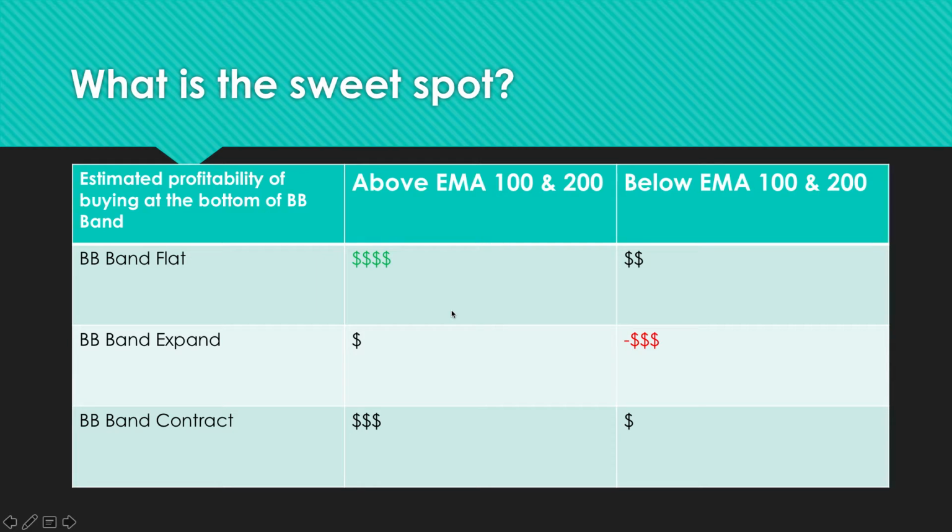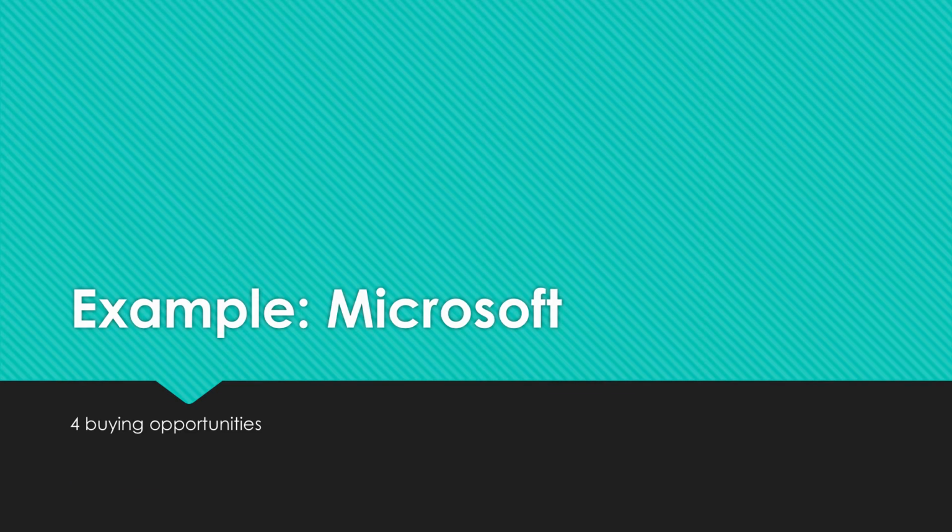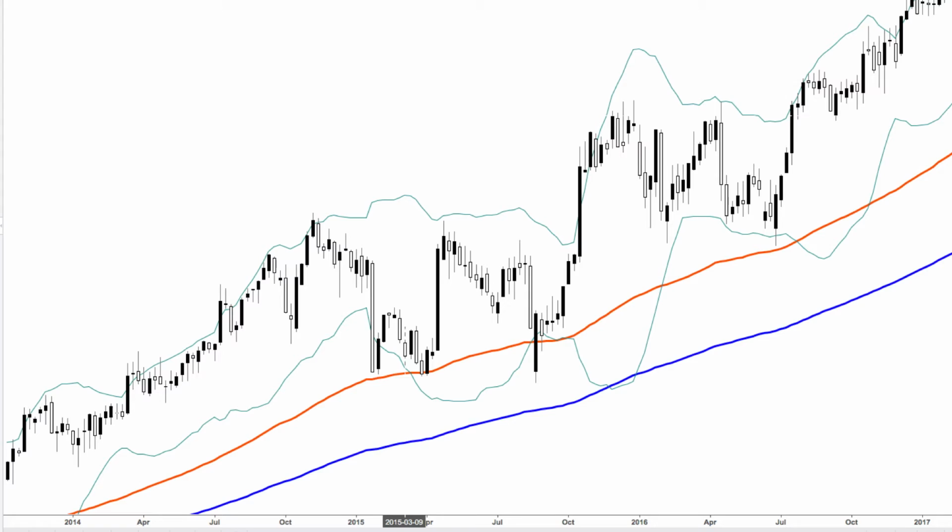I just plotted what is the most profitable point. If you can just focus all your energy on buying stocks that are above the 100 and 200 EMA, when the Bollinger Band is flat and the price touches the bottom of the Bollinger Band, that's where you make the most money. You don't need to make a lot of trades. Just 1 to 2 a year would be more than enough. Okay, Microsoft, 4 buying opportunities.